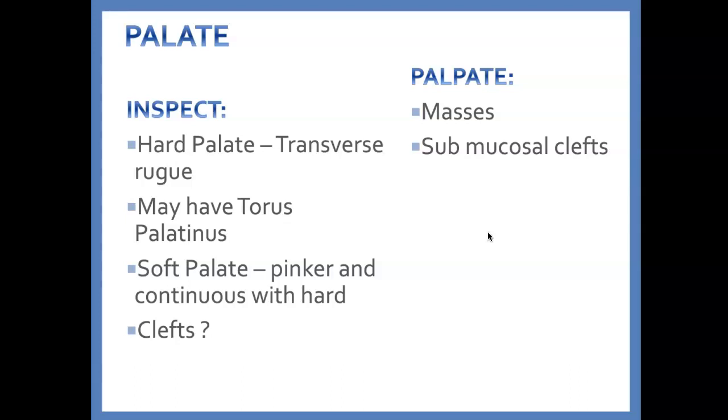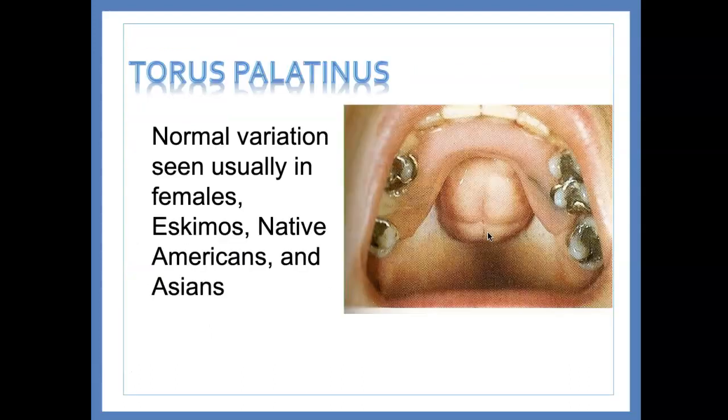The soft palate is just behind the hard palate, and it's a little bit pinker. The hard palate kind of flows into the soft palate. If a child was born with a cleft palate, sometimes you can see the cleft within the palate, depending on the degree of the cleft palate, or if they've had a surgical repair. You just do a general palpation, and make sure you don't feel any masses or any clefts or any lesions.